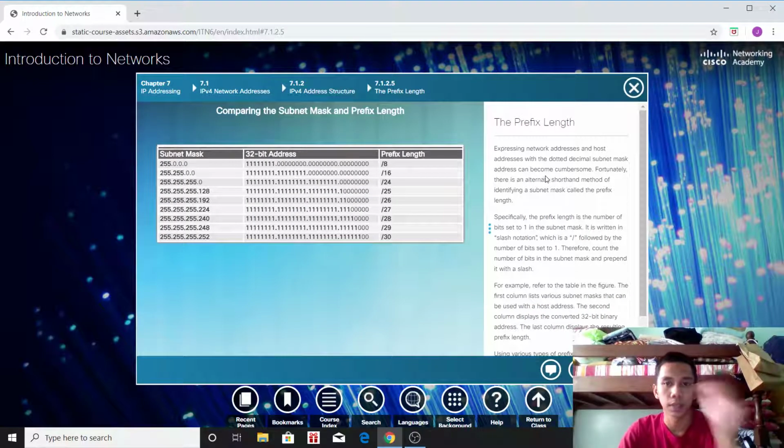The prefix length. Expressing network addresses and host addresses with the dotted decimal subnet mask address can become cumbersome. Fortunately, there is an alternate shorthand method of identifying a subnet mask called prefix length. To get the prefix length, you can count how many 1s, 1, 2, 3, 4, 5, 6, 7, in the 32-bit address.